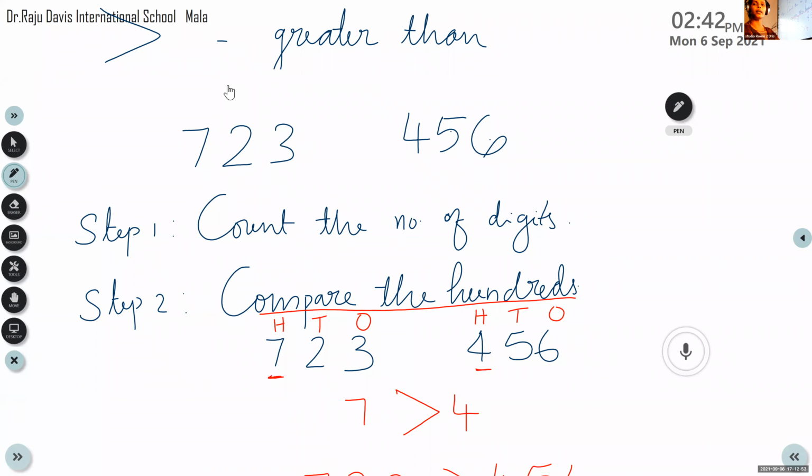If both numbers have the same number of digits, we move to the next step. What is the second step? Compare the hundreds place. In 723, 7 is at the hundreds place. In 456, 4 is at the hundreds place. Let us compare 7 and 4. We can see 7 is greater than 4.